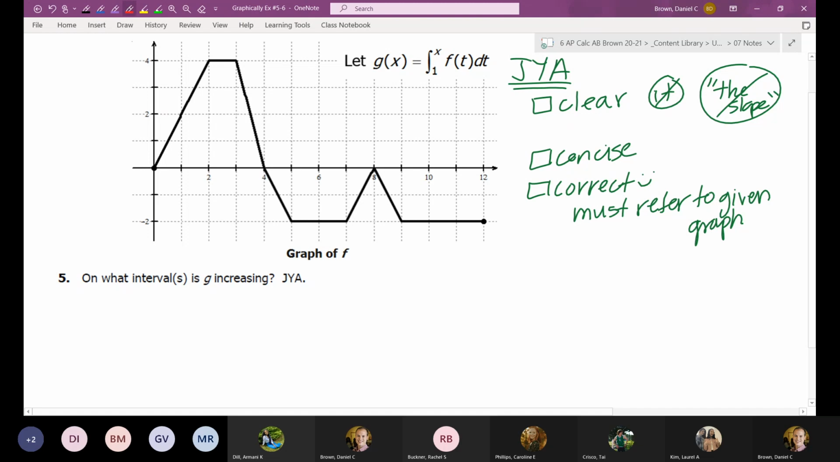So let's do number 5. Number 5, it says on what interval is g increasing? I like doing the justification first, it just helps me form my answer a little bit better. So I'm going to go ahead and just put the because part down. Because in calculus, how will we know that the graph of g would be increasing? So we know that it will be increasing if the derivative, g prime, is positive.